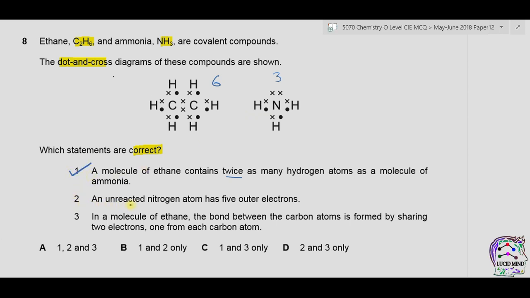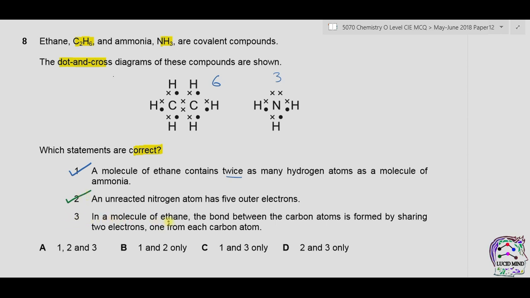Option 2, an unreacted nitrogen atom has 5 outer electrons. Now nitrogen belongs to group 5 of the periodic table, and in group 5 the elements have 5 valence shell electrons. In the diagram we can see that X represents the electrons of nitrogen, as there are 5 X, so therefore it means 5 electrons are present. Statement 2 is also correct.